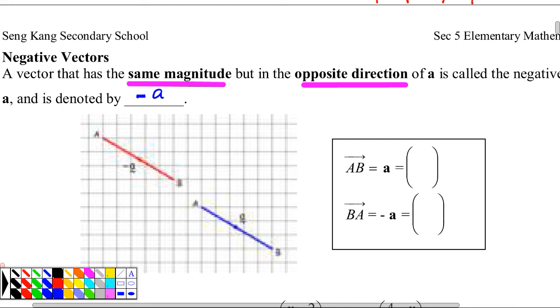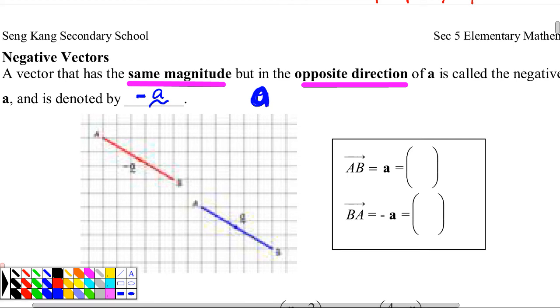But I cannot write this. What must I write? The curly sign. Because I cannot bold, unless you want to write this one. Don't. In the exam, don't do this.